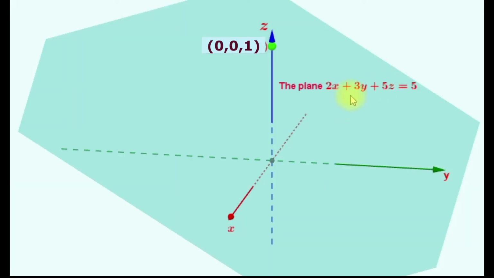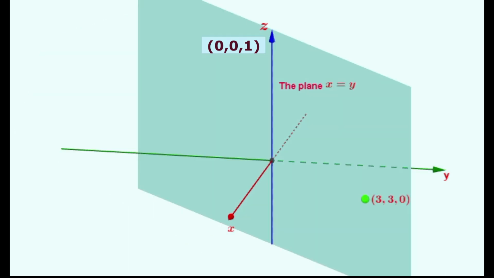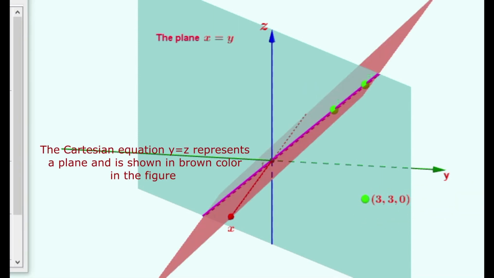The Cartesian equation 2x plus 3y plus 5z equals 5 represents a plane that passes through the point triple 0, 0, 1. This plane is not parallel to any one of the standard planes: xy plane, yz plane or xz plane. The Cartesian equation x equals y gives the plane that passes through the point triple 3, 3, 0. The Cartesian equation y equals z gives a plane and that is shown in this brown color.